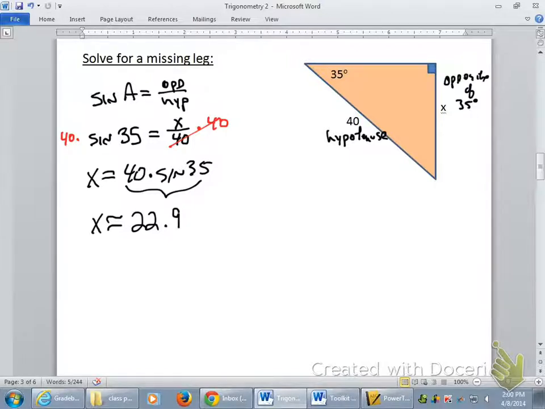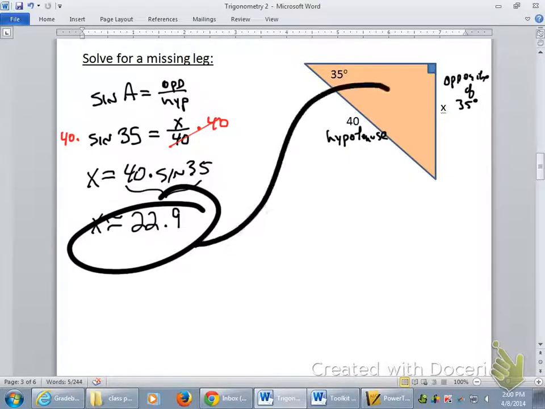9.4. So 22.9. All right. Wait, wouldn't that be the fourth? All right. Generally speaking, I don't remember if I mentioned this or not, but we should round sides to the nearest tenth and angles to the nearest whole angle. Okay? That's normally how we'll do most of our work. So there you go. Now you know what x is.